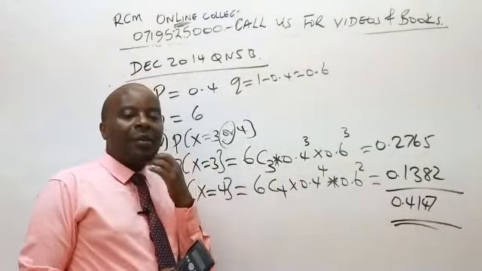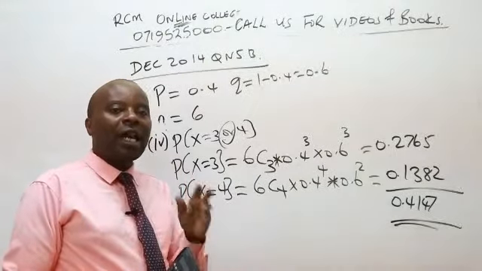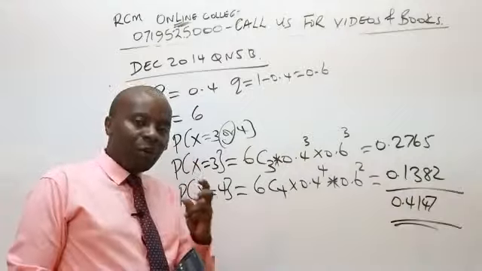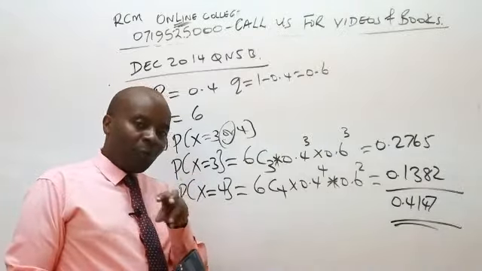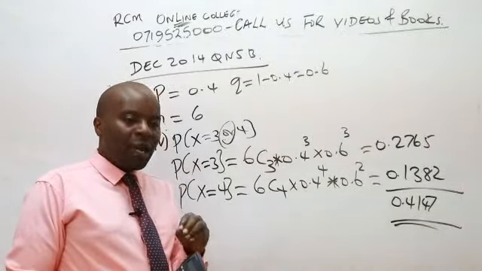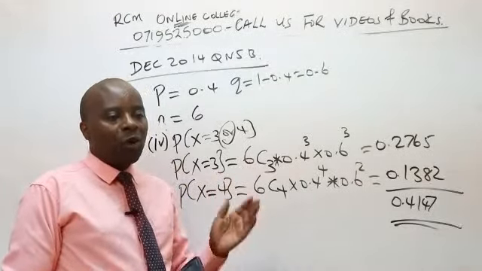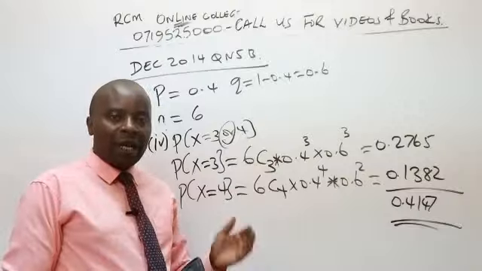0.4147. So ladies and gentlemen, in my next revision class, I'll be looking at the normal probability distribution and the exponential, those two only. The normal and the exponential.